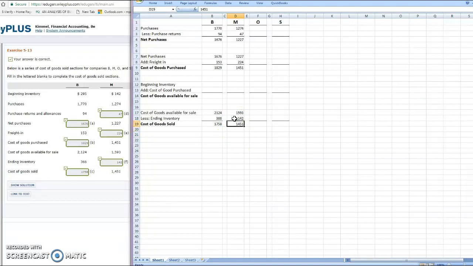our ending inventory. One more time, you just want to double check it. You take your cost of goods available for sale less your ending inventory. You get the 1,451.